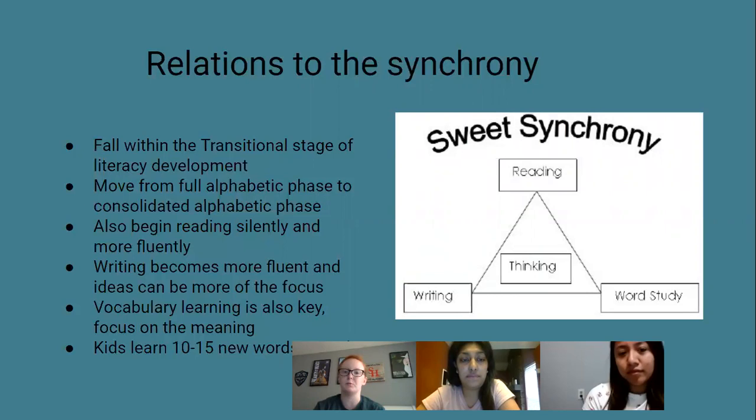The writing becomes more fluent, and their ideas are able to become more focused since they're not having to just start and stop with their writing. And vocabulary learning is also key, and mostly you want to focus on the meaning because kids are learning 10 to 15 new words per week.